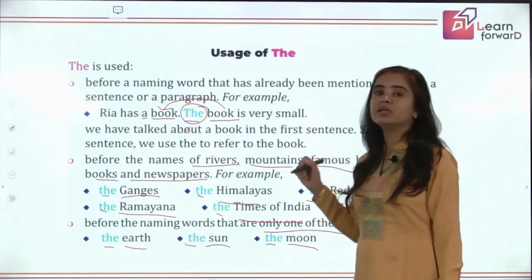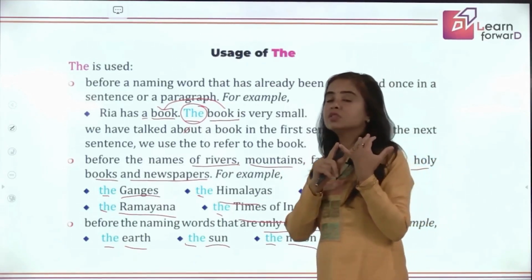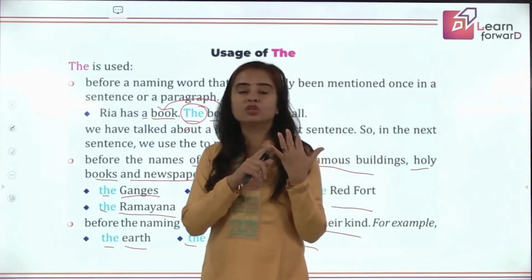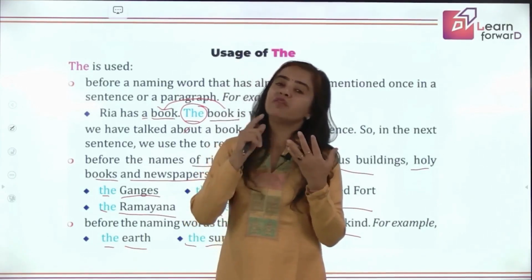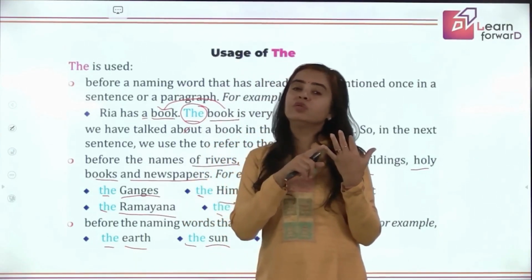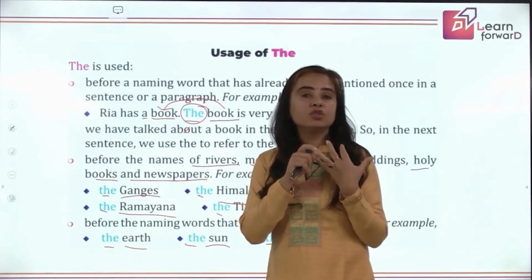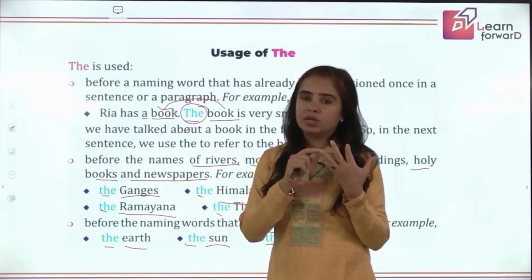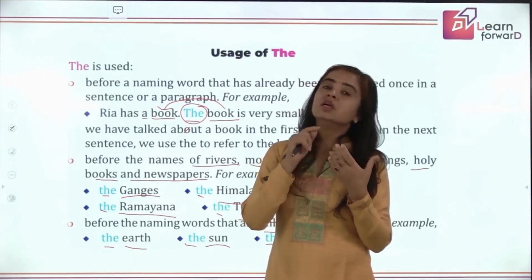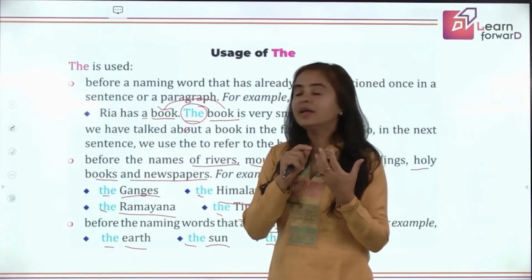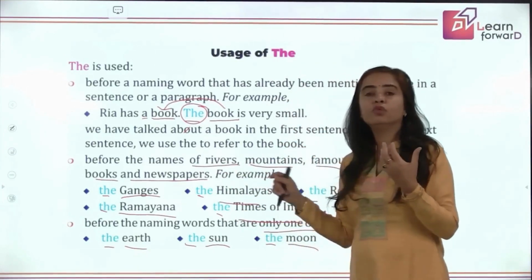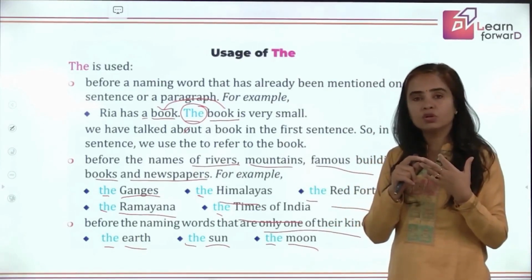Let us quickly say, when we are talking about something in the second sentence or paragraph about which we have already talked, while referring to the same thing, we use the. Then we use the before the names of rivers, mountains, monuments, newspapers, and we use the before the names of holy books also.